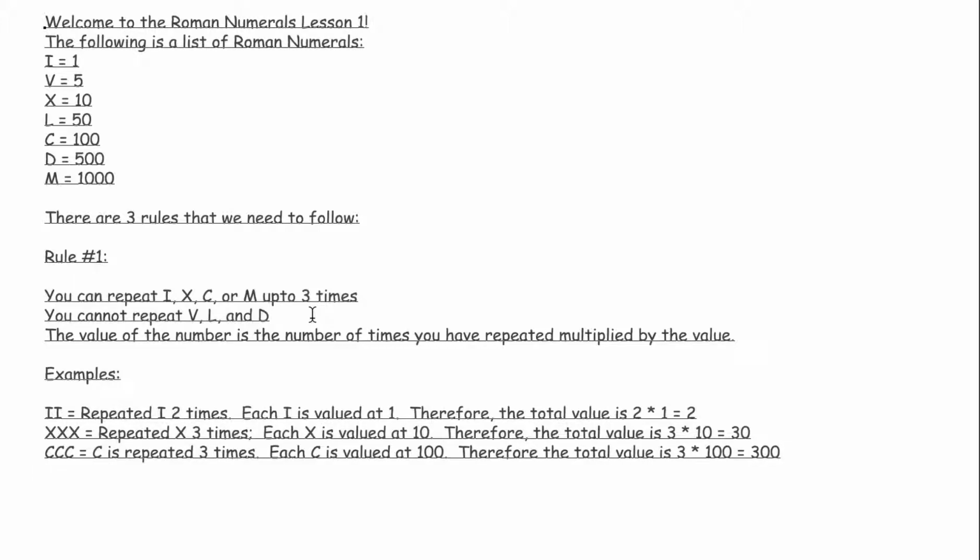Let's look at some examples that are not allowed. If someone said LL, this is not valid, because you cannot repeat L, period. Now remember, L is valid, but LL is not valid. Similarly, VVV is also not valid when it comes as a sequence. And finally, DD is also not valid.